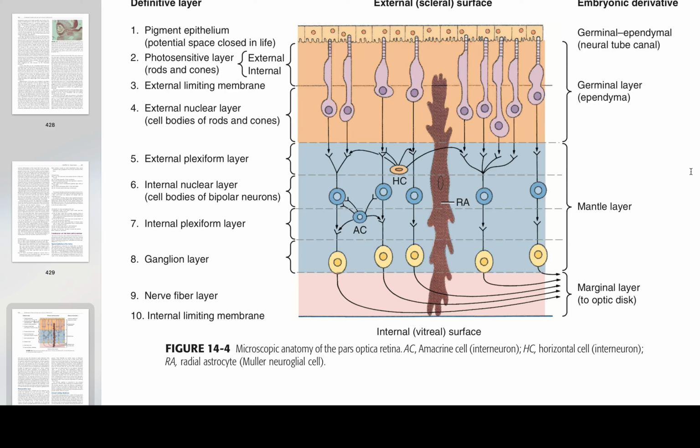On the scleral surface of this internal nuclear layer are the cell bodies of the horizontal interneurons. On the vitreal surface are the cell bodies of another interneuron, the amacrine cell. This interneuron is in synaptic relationship with the bipolar neurons, ganglionic neurons, and other amacrine interneurons.